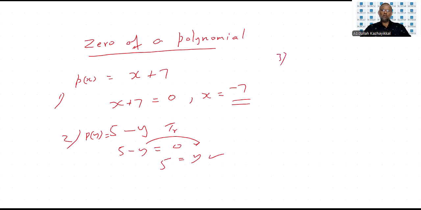Now third question. Find the zero of the polynomial. That is our question. Find the zero of the polynomial.